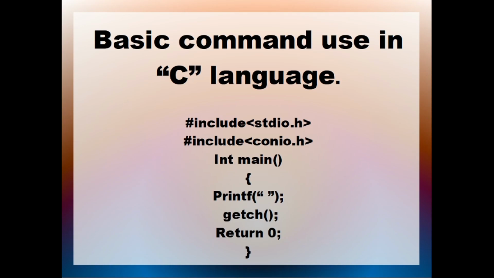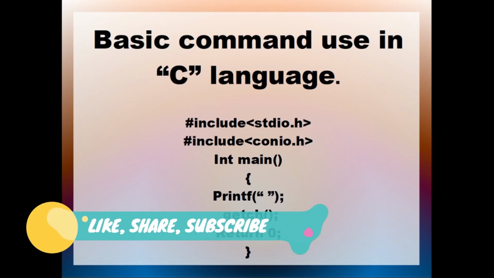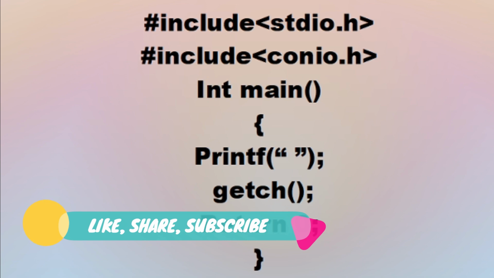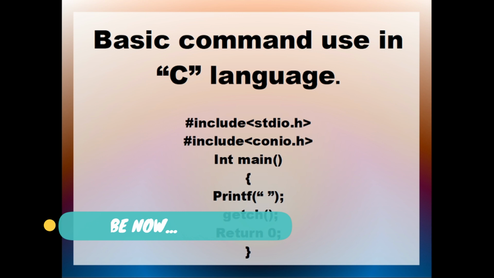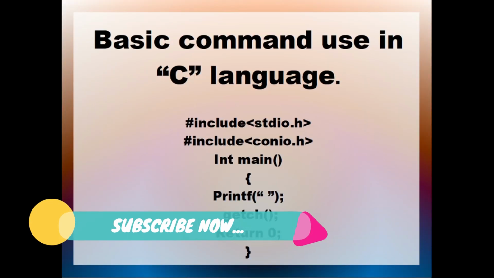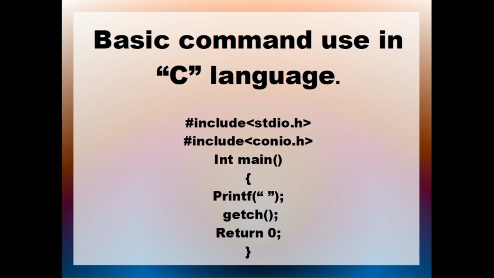Int main. This is the main function from where execution starts in any C program. Curly braces: this indicates the beginning of the main function. Printf. The printf command prints the output on the screen. Getch. This command waits for any character input from the keyboard. Return 0. This command terminates the C program, and the closing curly brace indicates the end of the main function.